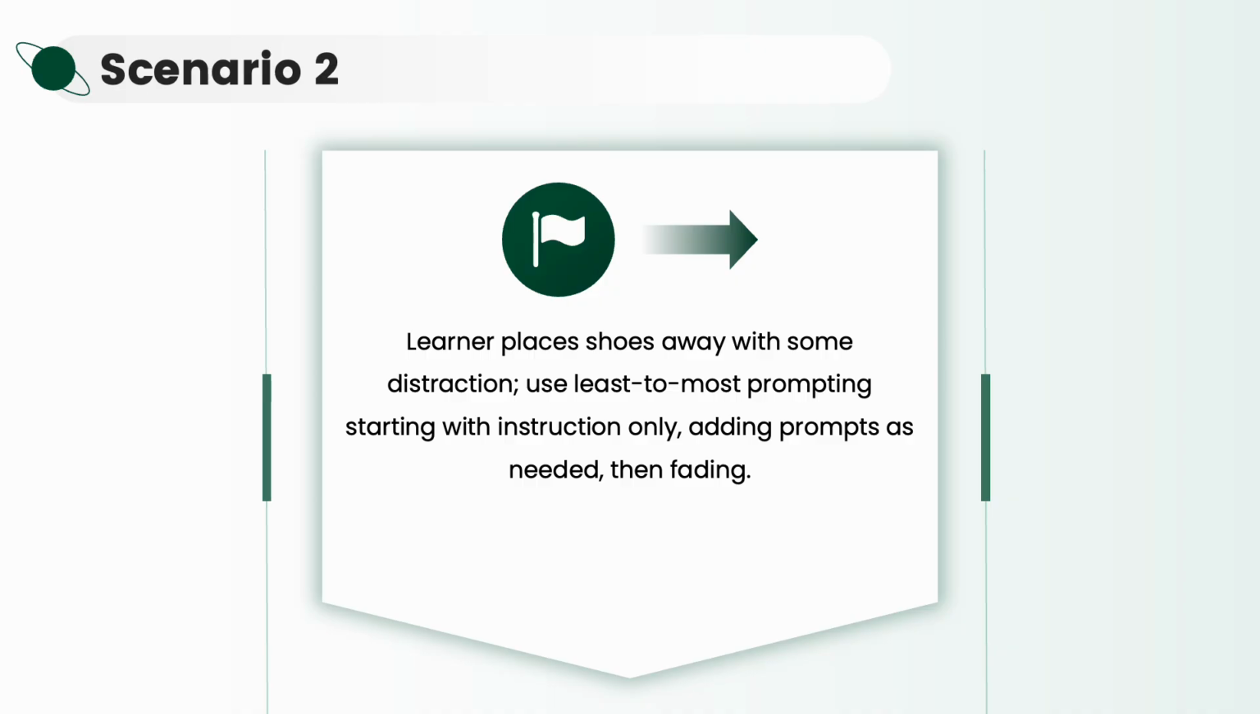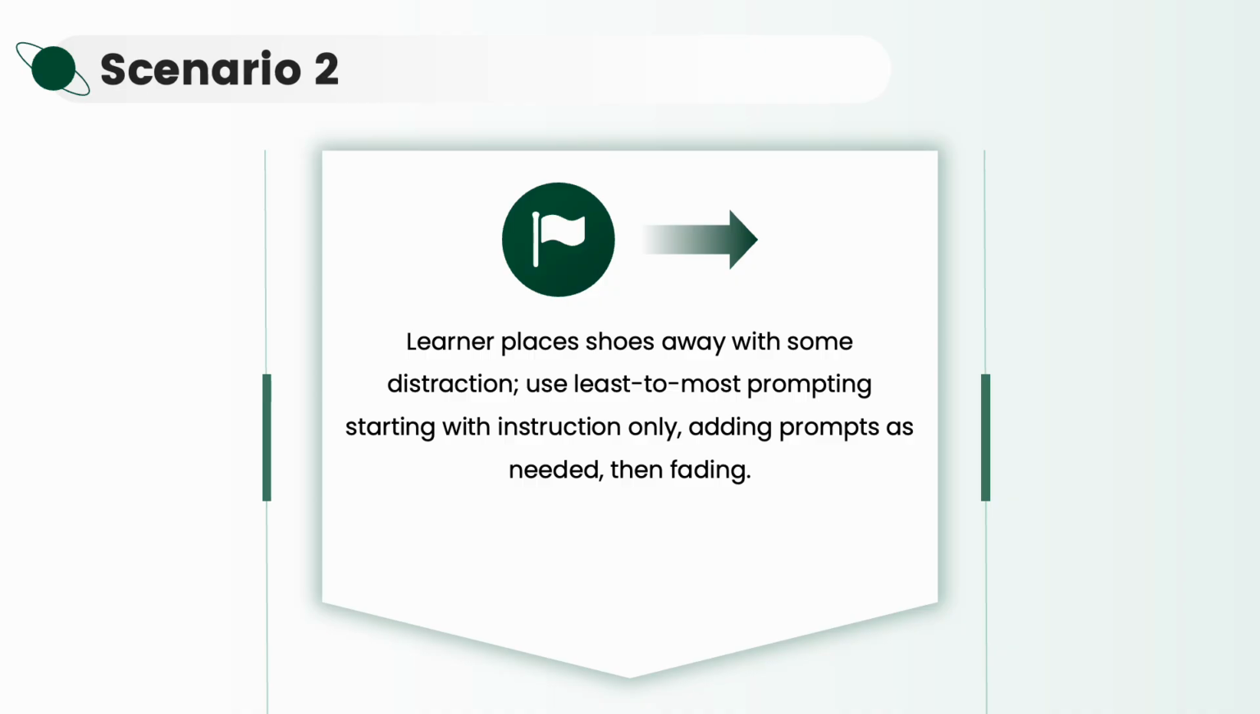Prompt progression might look like this. You give the instruction and wait. You gesture by pointing to the shoes or the bin. You give a verbal reminder, shoes go here. You model, or you provide physical guidance if needed. We only prompt as much as needed, not more.